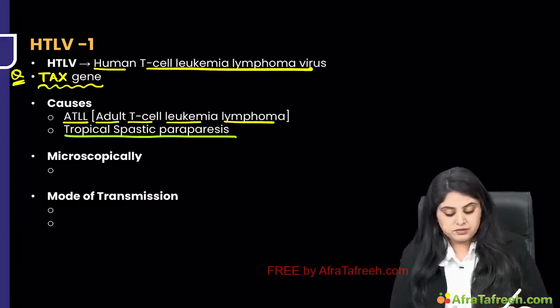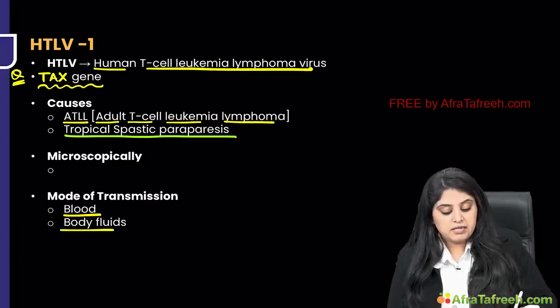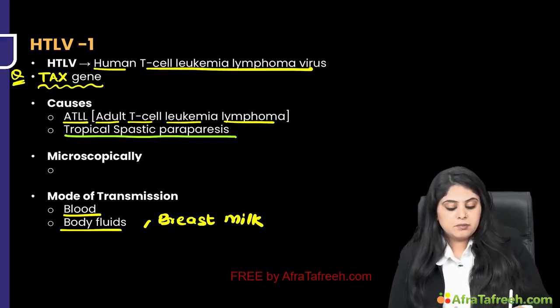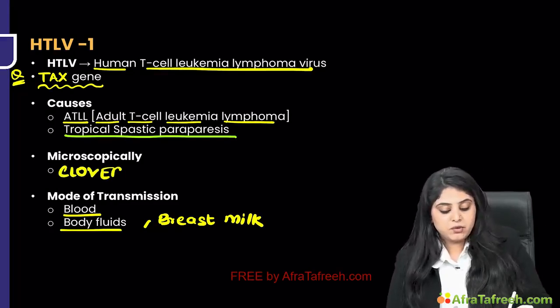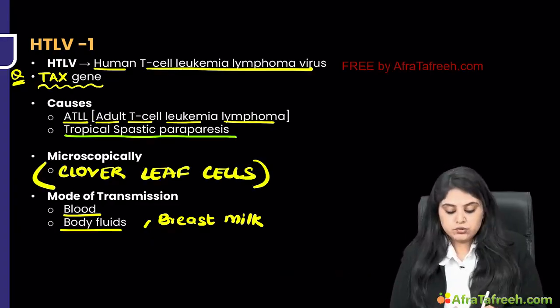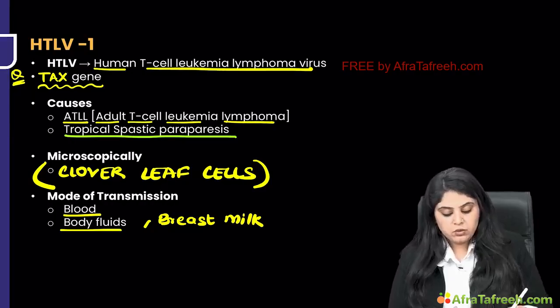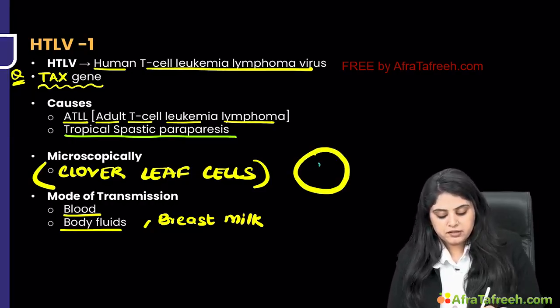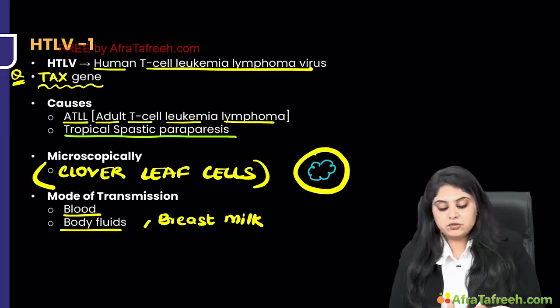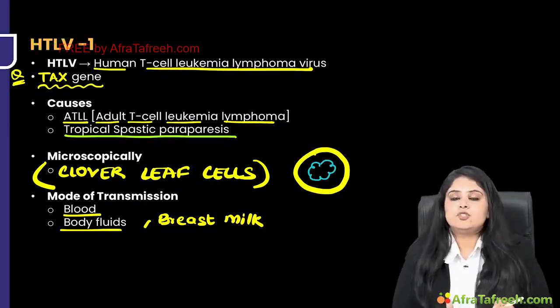What is the mode of transmission? It can go via blood and body fluids. In fact, breast milk transmission has also been described. Do you remember in pathology what cells were seen? This is important for NEET and INI students. You see the clover leaf cells. The microscopic examination shows you cells which are going to be clover leaf. So if we draw it over here, this is how the cells will look like. The nucleus will have a clover leaf configuration. So that is what you had to know about HTLV1.